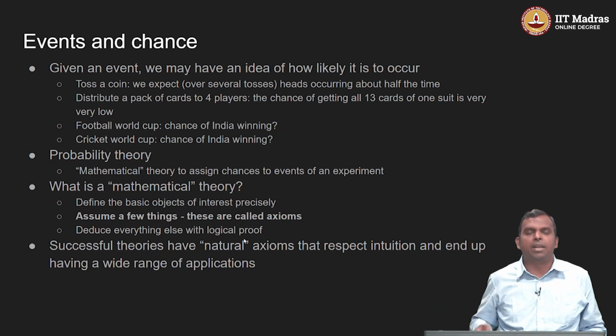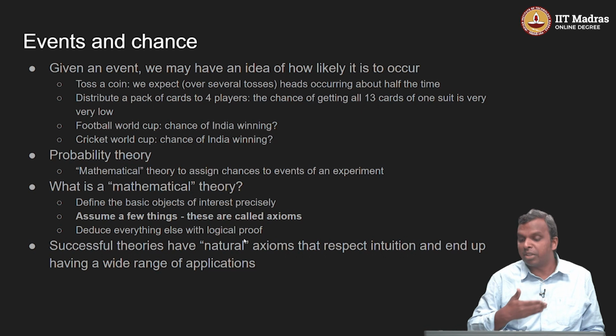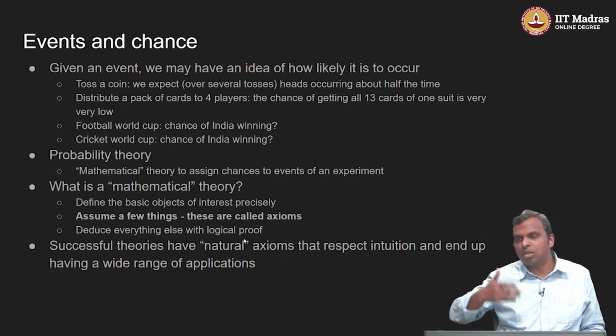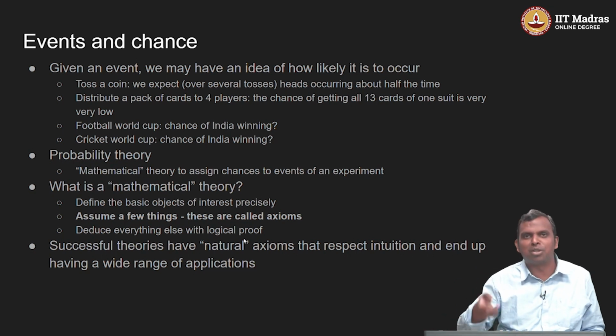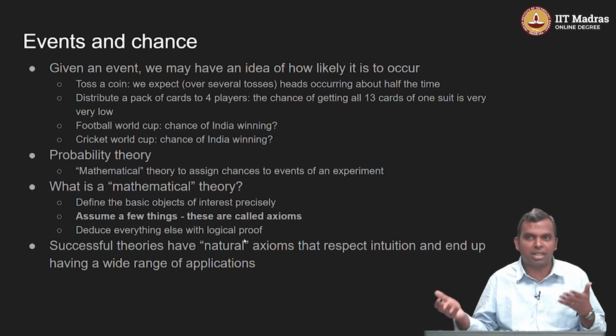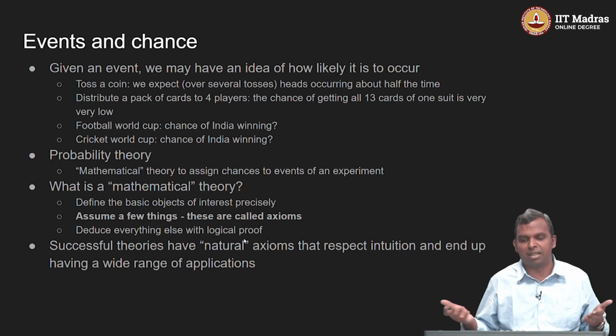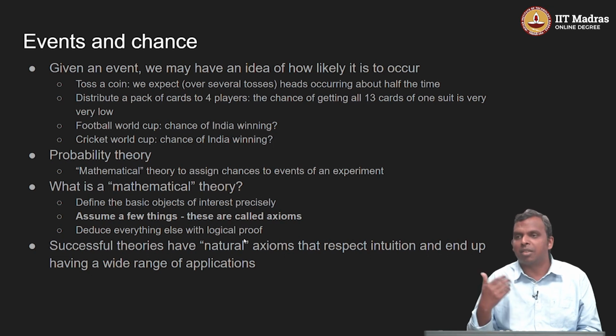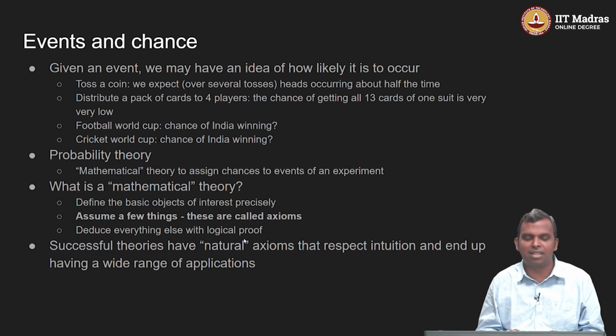Suppose you toss a fair coin, and over several tosses you get heads. You think that heads could occur maybe half the time. This is intuitive. That's why people use a coin toss before every test match or cricket match to decide who's going to bat first. They expect it to be fair in some sense. So you think every time there's a 50% chance of heads, 50% chance of tails.